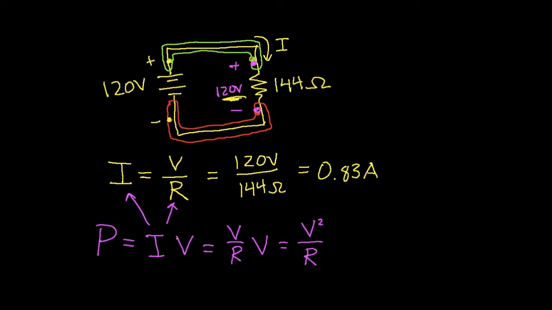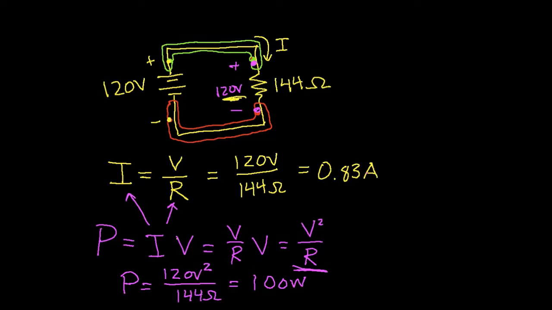Okay, so in this example, my power is equal to 120 volts squared divided by 144 ohms. And when I compute this, it turns out to be 100 watts, which is good. That's what I started with. Now, this expression here gives me power in terms of the voltage across the resistor.